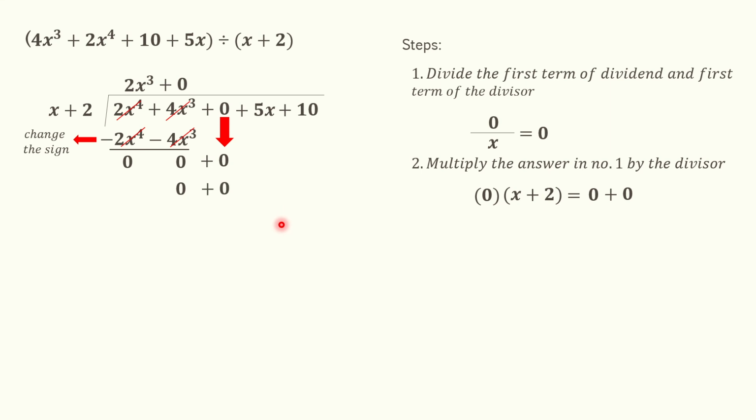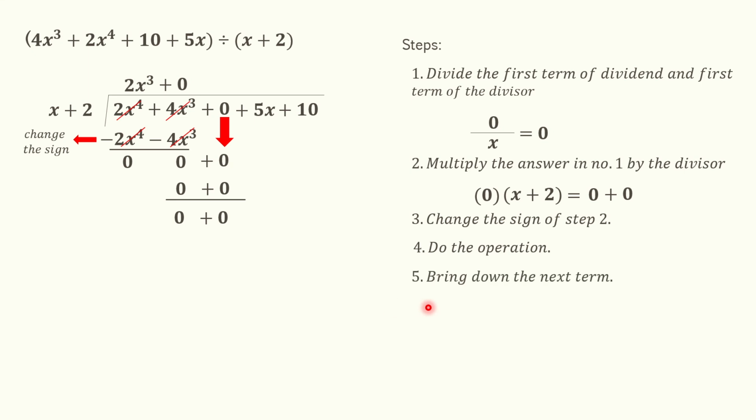So, after that one, copy dito. 0 plus 0. So if you notice, the next step is we have to change the sign. In this case, kahit hindi na natin i-change kasi we don't have negative 0. Okay? You can already proceed to operation. So i-add natin yan, 0 plus 0, that is 0. 0 plus 0, that is 0. The next step is we have to bring down the next term. Okay? So next term is 5x. After that one, repeat steps 1 to 5 using new term.